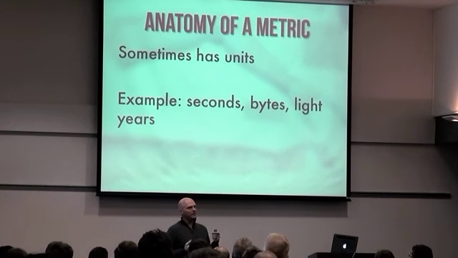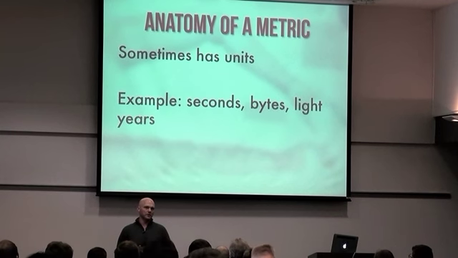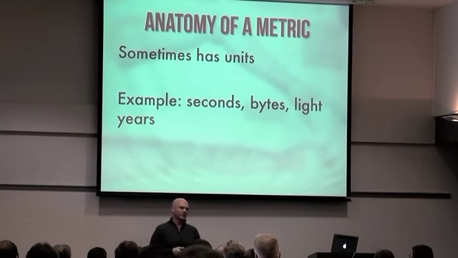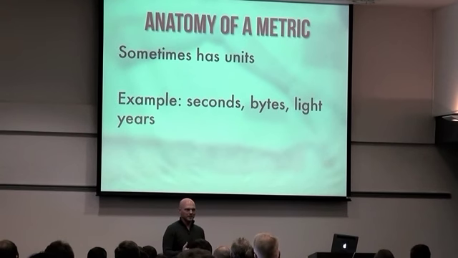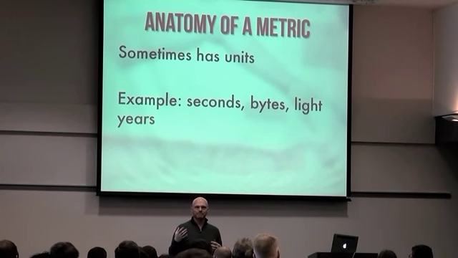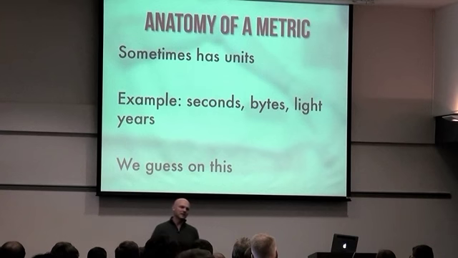Metrics sometimes have units. As you can see on that example before, there were no units associated with those metrics. By looking at the metric name, you could figure out, well, this is bytes, or this is milliseconds, or this is whatever. But it wasn't something that was explicitly declared as part of the metric. And so for us, and again, this is part of our ingestion pipeline, we guess on this.